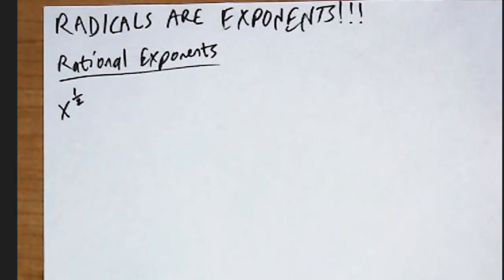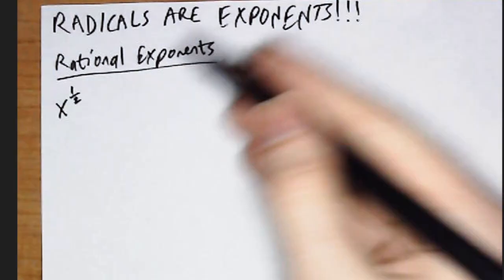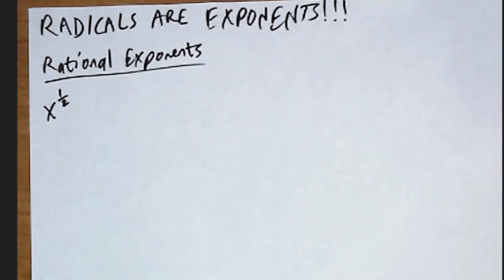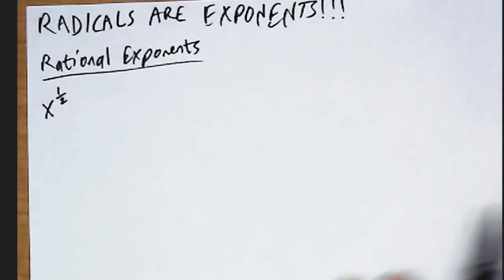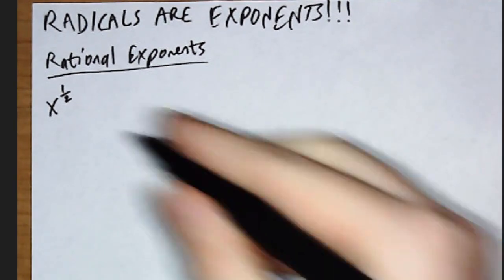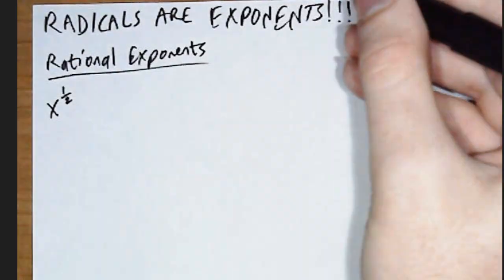Now you might be thinking, wait, how can an exponent be a fraction? We know what x squared means. X squared is x times itself, x cubed is x times x times x, x to the 4th is x times x times x times x, and in general, an exponent just means the number of times something is being multiplied by itself. But we have a fraction here.